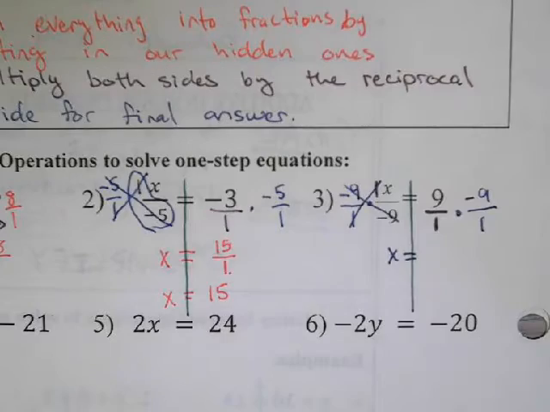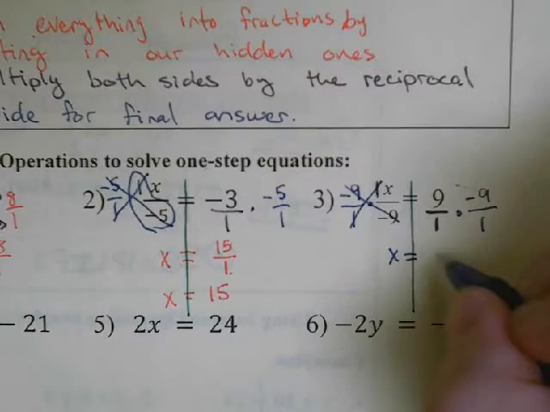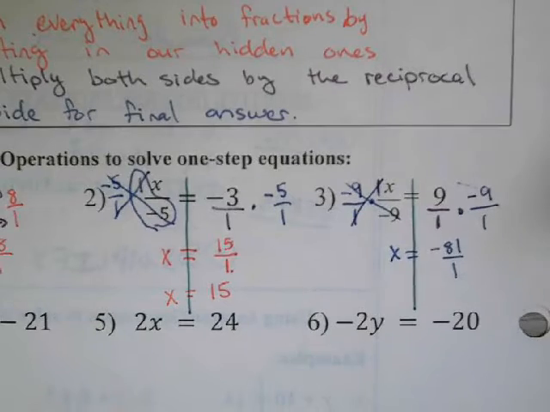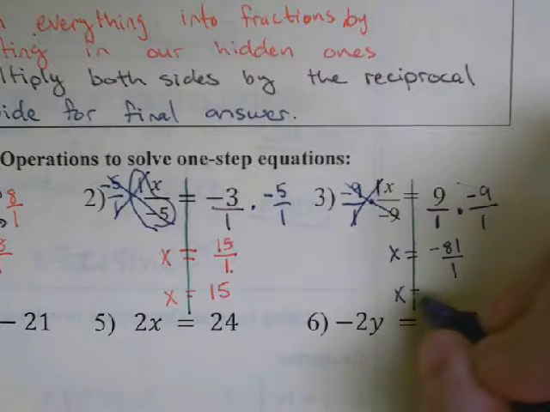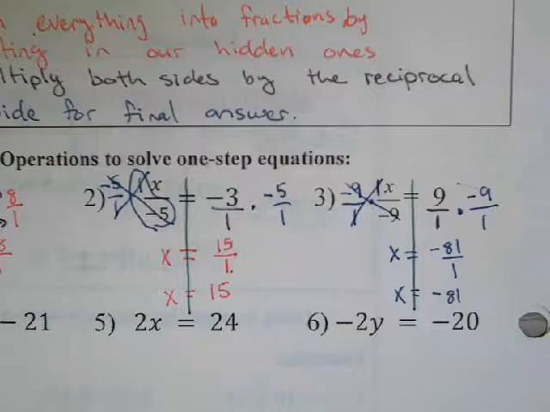And now we're just multiplying our fractions together. 9 times negative 9 is negative 81. 1 times 1 is 1. We'll do our division, and negative 81 divided by 1 will be negative 81. That's how we solve that one.